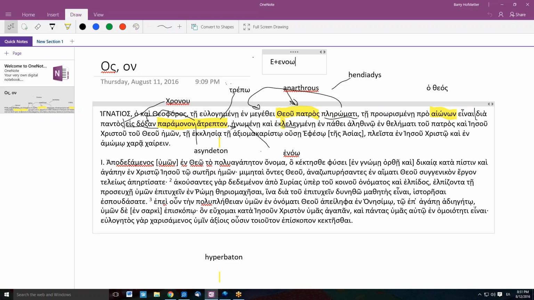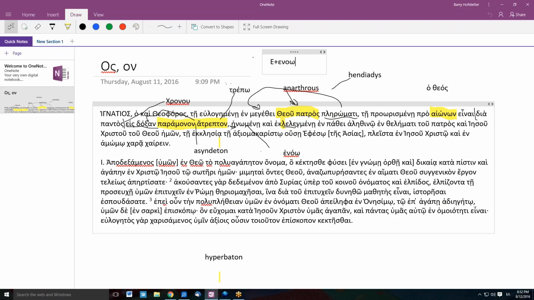Right, true suffering. So in true suffering, then we have another prepositional phrase here, en thelemati. By the will. So by the will or in the will, we don't make a huge distinction between those ideas in English. Either one, I think, would capture the sense of the Greek perfectly well. So in the will hupatros, of the Father. And Jesu Christu Theou Hemon. Jesus Christ, our God.